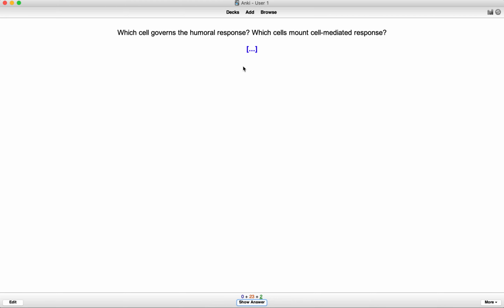Which cell governs the humoral response? B cells govern the humoral response. T cells mount the cell-mediated response.